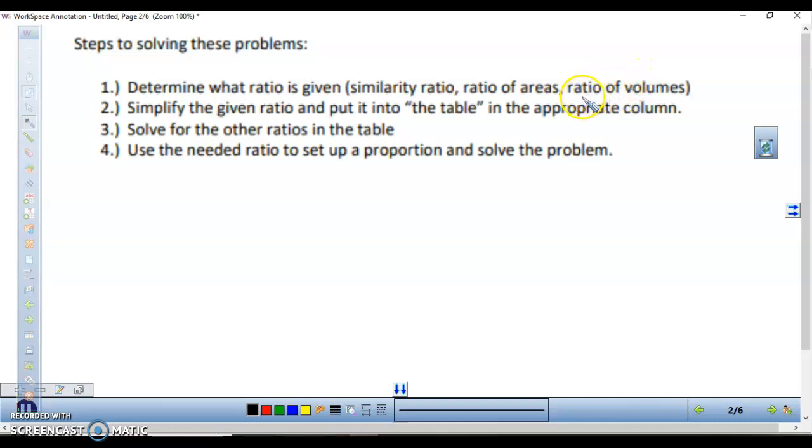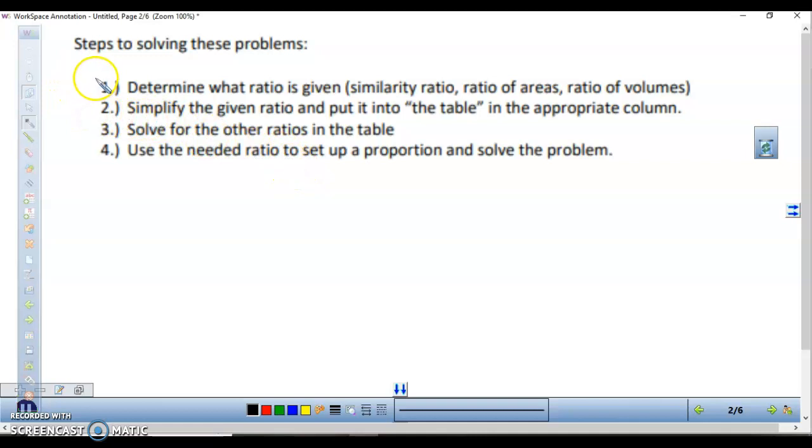Sorry about that. Then you would use the ratio of volumes. So as we do examples, I'll point out where I'm going to plug into my table. We're going to take that ratio, put it in our table, then solve for other ratios in the table. And then we'll use the needed ratio, whatever the problem asks for, to set up a proportion and solve.